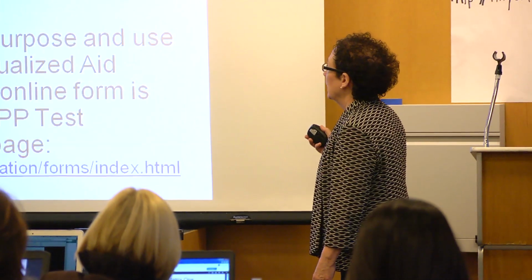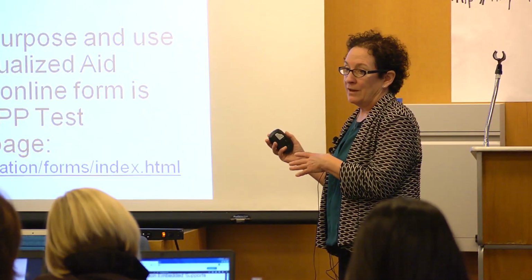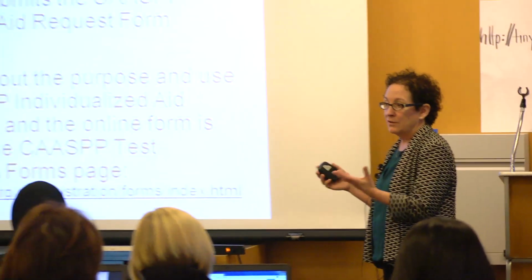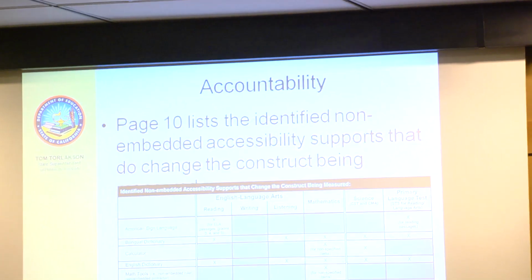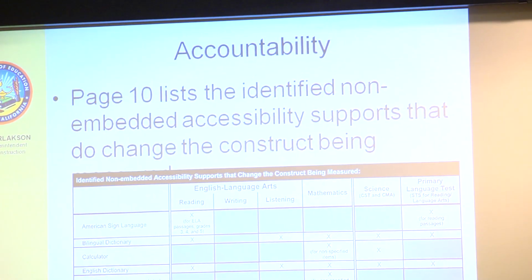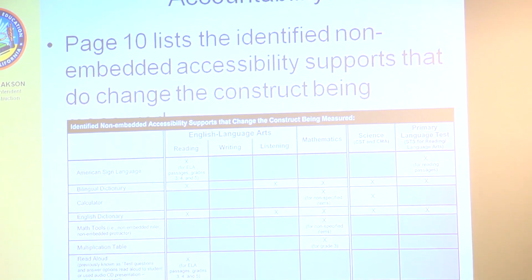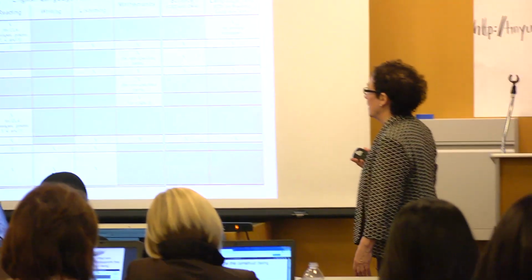So don't worry. The ones that don't appear on those lists, if you have any that don't appear on that list, then you have to fill out a form and notify the department that you're doing it. And then the last part of the Matrix 1 document lists the ones that the department knows that people are going to do. And they know those are going to affect the validity of the test.